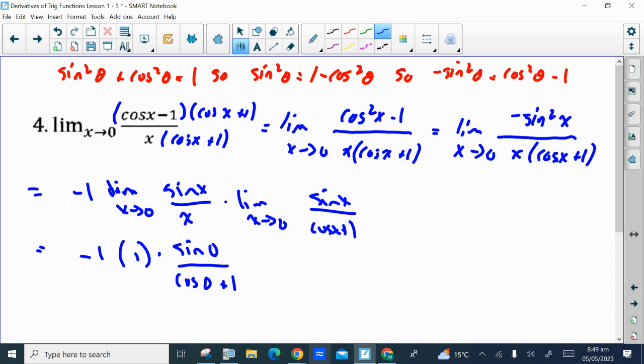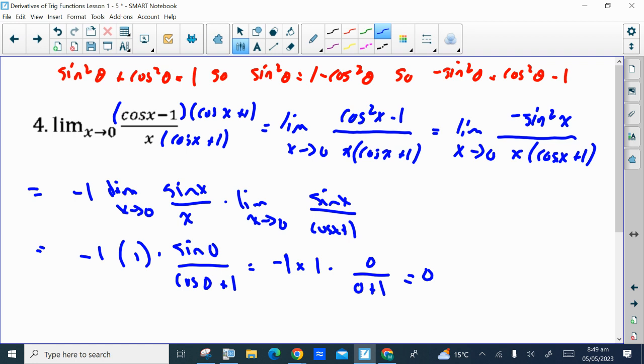And if you look at 0 on the unit circle, the coordinates there are 1, 0. So the sine is 0, the cosine of 0 is 1. So it's going to be negative 1 times 1 times 0 over 0 plus 1. It doesn't really matter because that last factor is going to be 0. 0 over 1 is 0, and negative 1 times 0 is still 0. So there's the value of that limit.